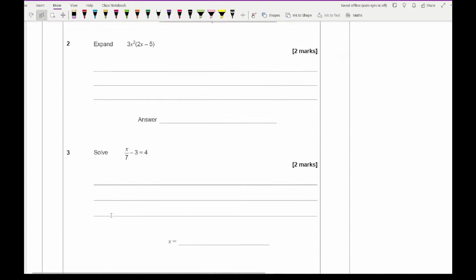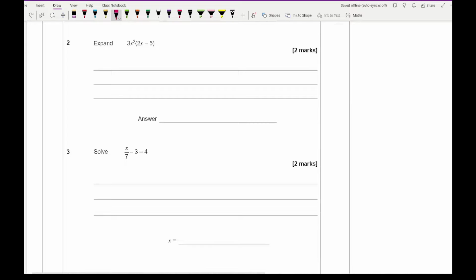Moving on to question 2, it says expand, and we just need to expand the bracket. So we've got 3 times 2, which is 6, x squared times x, which is x cubed, and then we've got minus, then 5 times 3, which is 15, and then we've got x squared.